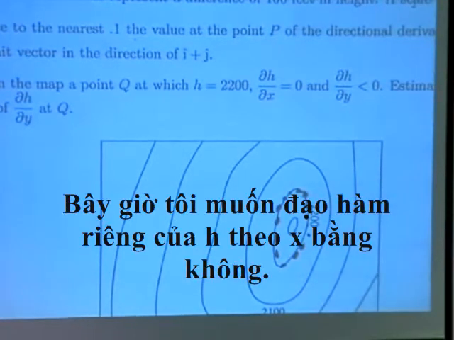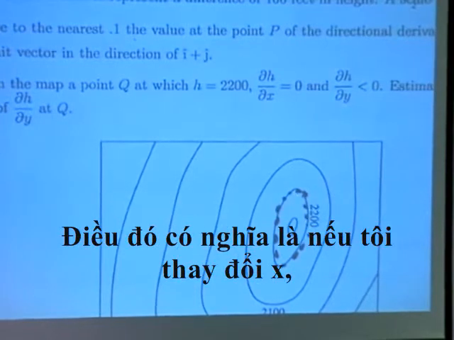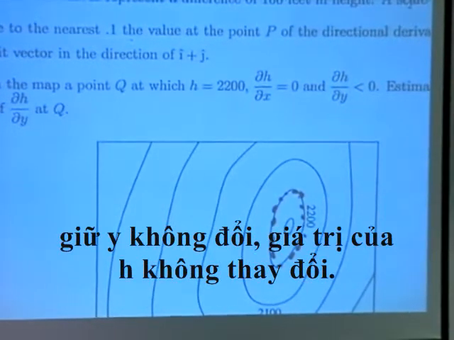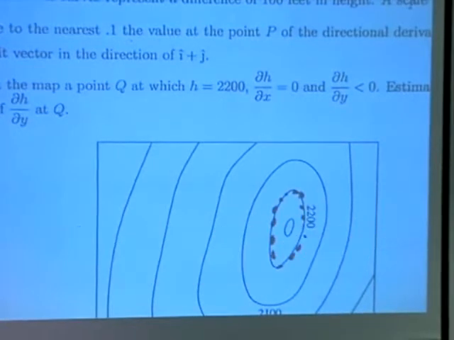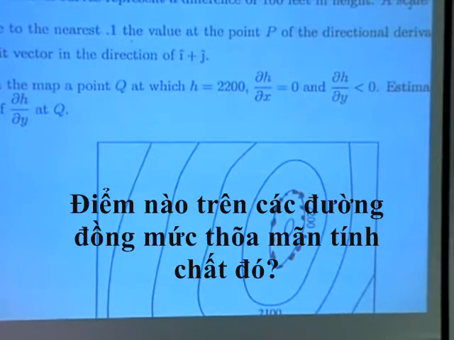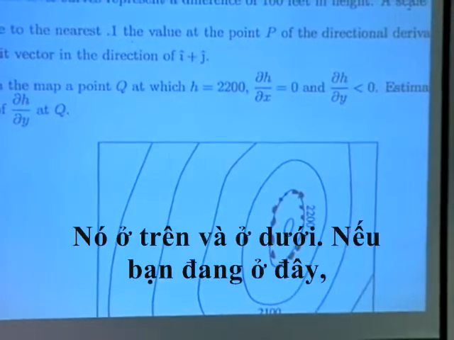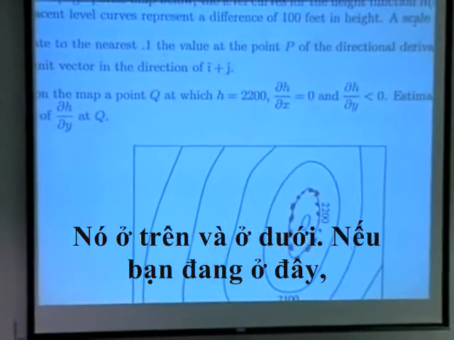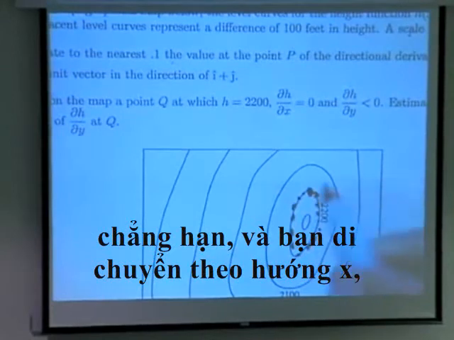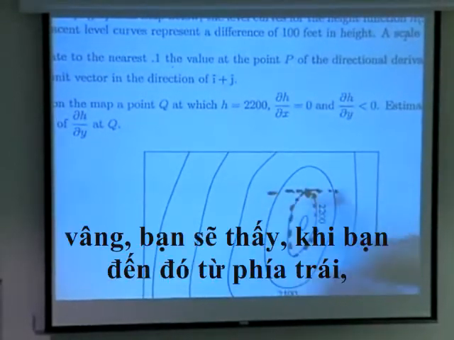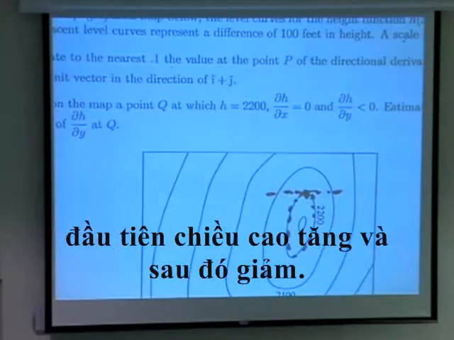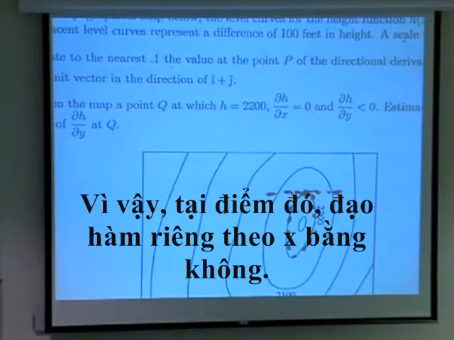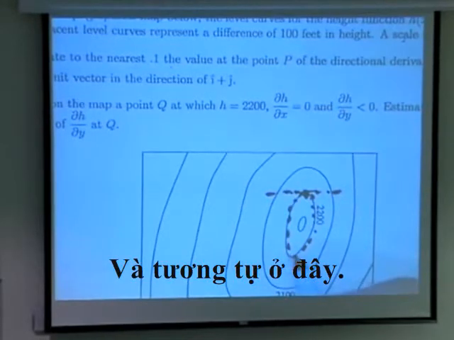Now I want partial h, partial x to be 0. That means if I change x, keeping y constant, the value of h doesn't change. So which points on the level curve satisfy that property? Yeah, it's the top and the bottom. If you're here, for example, and you move in the x direction, as you get to there from the left, the height first increases and then decreases. It goes to a maximum at that point. So at that point, the partial derivative with respect to x is 0. And same here.